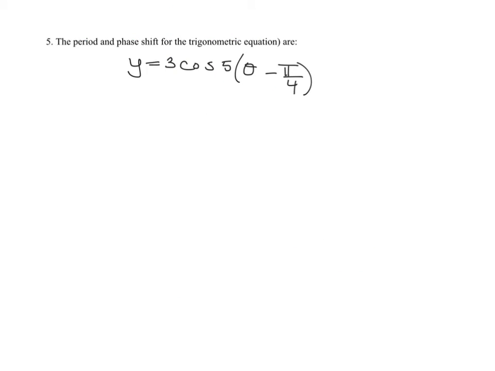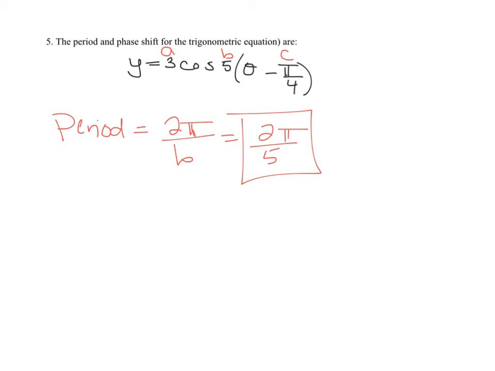The next question says the period and phase shift for the trig equation are what? So to find period, you have to do 2 pi over b. What is your b value? Well, this is a, this is b, and this is c. B is the 5, so you get 2 pi over 5 as your period.